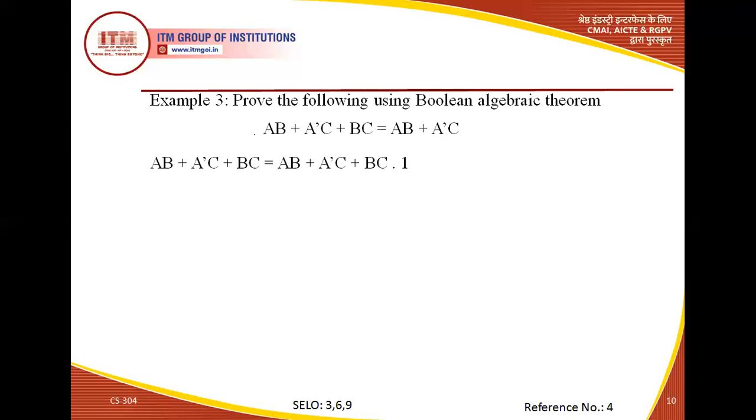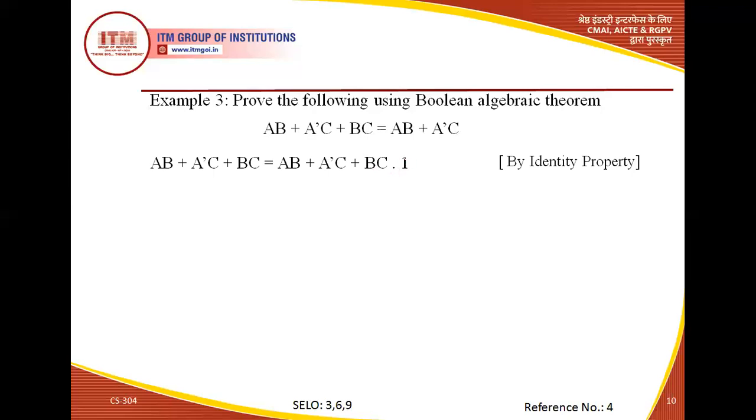So the term AB plus A dash C plus BC can be written as AB plus A dash C plus BC dot 1. So we can perform the AND operation with any of the variables, it gives the same variable. That is the identity property. So by using identity property, we can perform the AND operation with the variable, so we get BC dot 1.